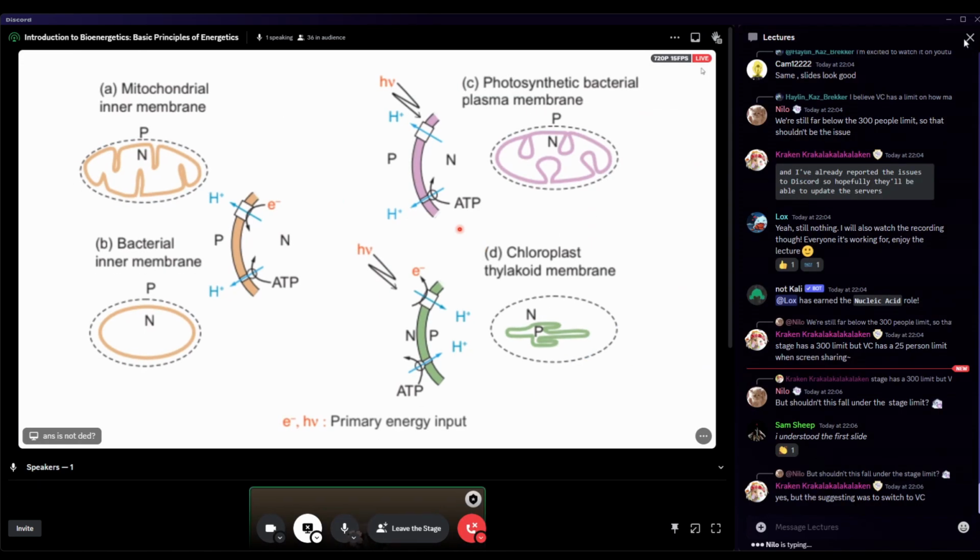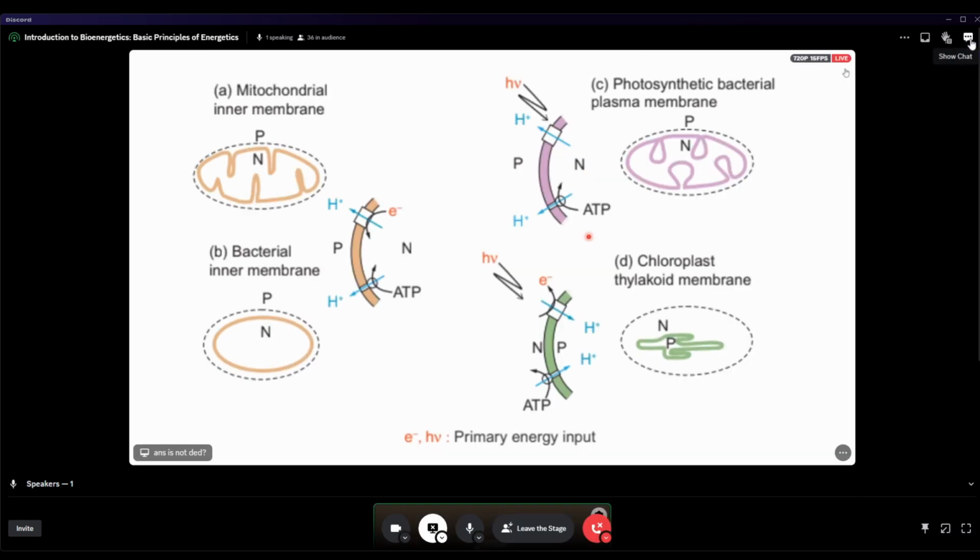Right now we're going to focus on the generation of ATP in various double membranes, or not the generation of ATP. It can just be how energy is transduced in a biological system.